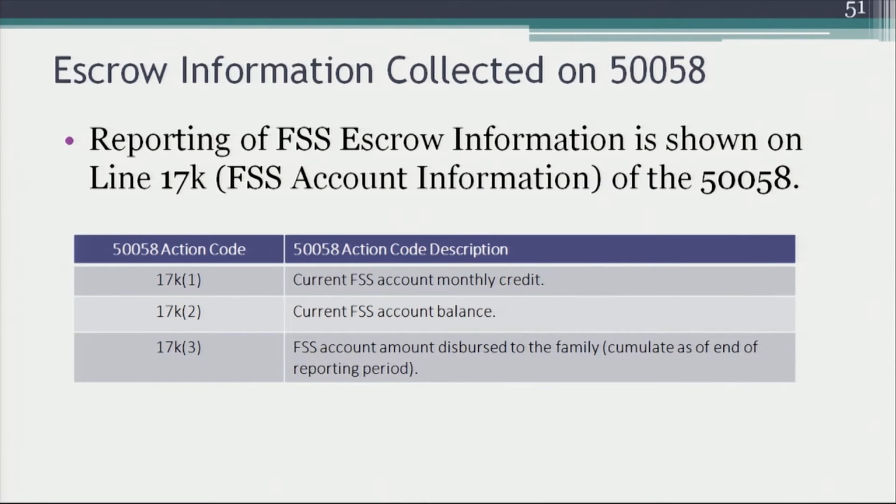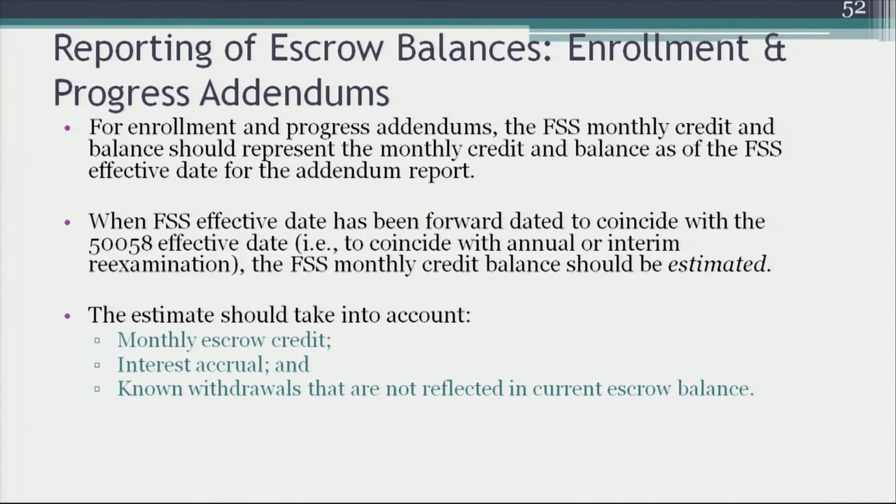17K1 simply asks what's the monthly credit for the family, how much is being credited to the account each month. 17K2 is really getting at what is the balance of the escrow, and 17K3 is what was the amount dispersed cumulative. For enrollment in progress addendums, the FSS monthly credit and balance should represent the credit and the balance as of the FSS effective date for the addendum report.